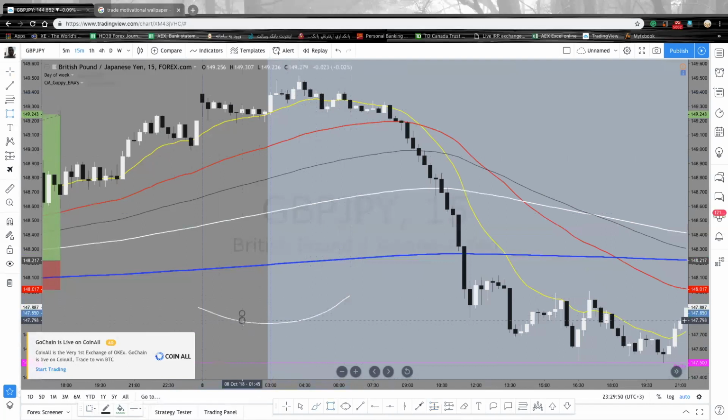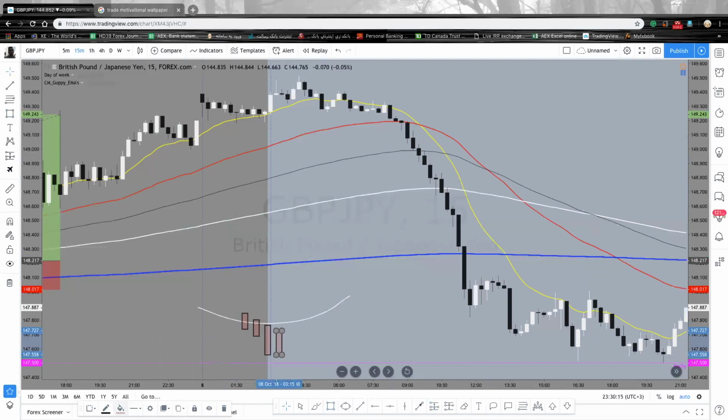A candle closes below, another candle stays below. So after those 2 or 3 candles are below the EMAs, it's kind of showing a sell.